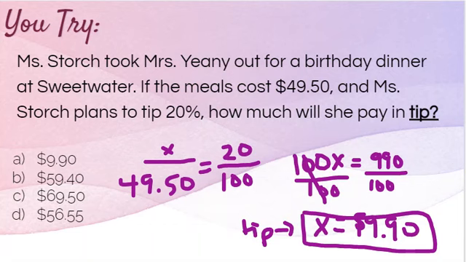Alrighty, you will see my work out on the board. I've got 20% over 100, X over $49.50. When I cross multiplied, I got 990 equals 100x, divide by 100, and I got $9.90, which is A. Now I don't need to add anything for this one because it's just asking for the tip. So I am done. And that is it. Well done.